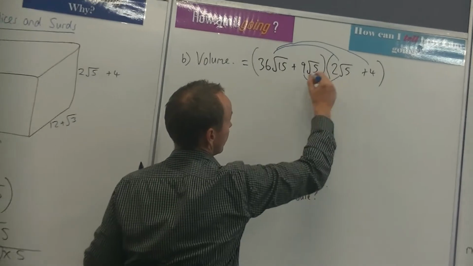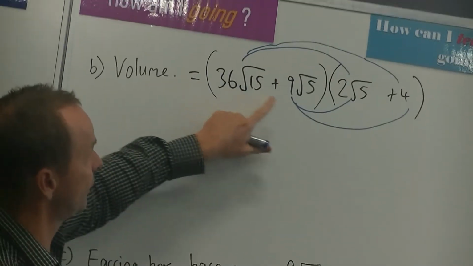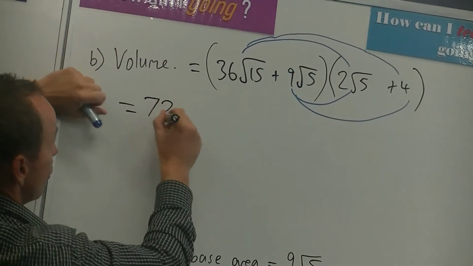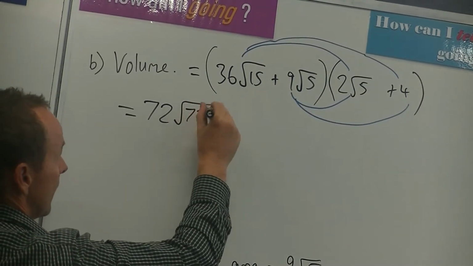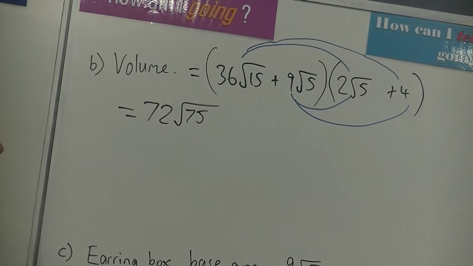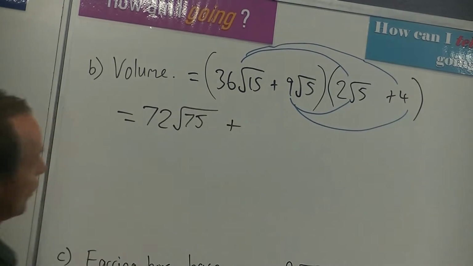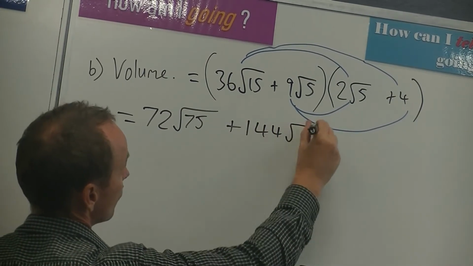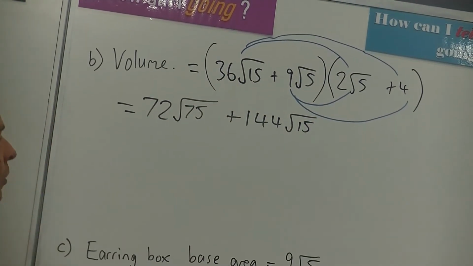So now, if you remember expanding brackets, we have to do this. Okay, so the first one, 36 root 15 times 2 root 5. 36 times 2 is 72. Root 15 times 5 is root 75. And I'm going to simplify that in a few minutes. Next one, 36 root 15 times 4. So we've got 144 root 15. Mental maths, kids. 4 times 36. Hopefully I'm right.